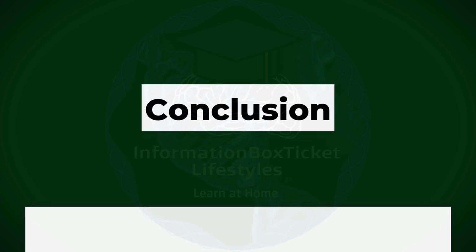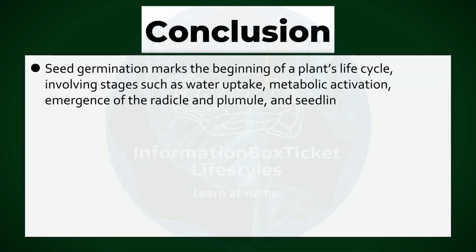Conclusion. Seed germination marks the beginning of a plant's life cycle, involving stages such as water uptake, metabolic activation, emergence of the radicle and plumule, and seedling formation.